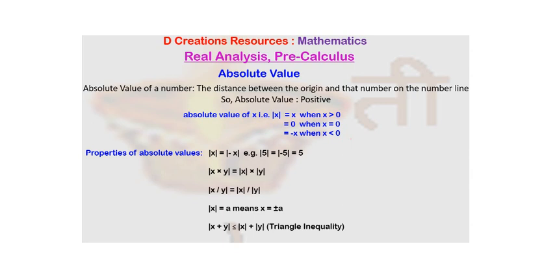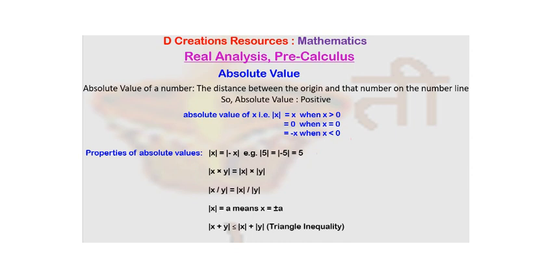There are some simple properties of absolute value, like, as you would expect, mod of x is equal to mod of minus x. So mod of 5 and mod of minus 5 are the same, which is 5.